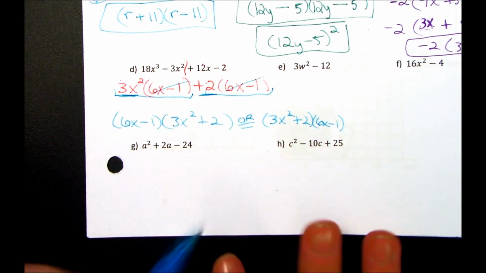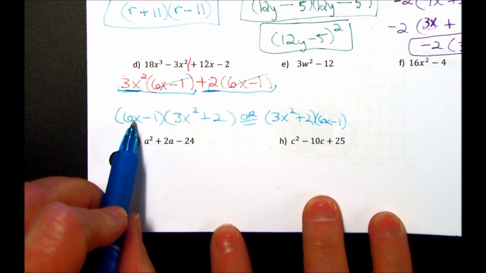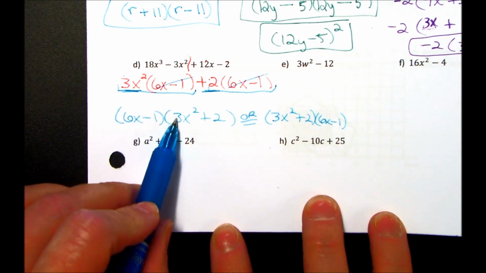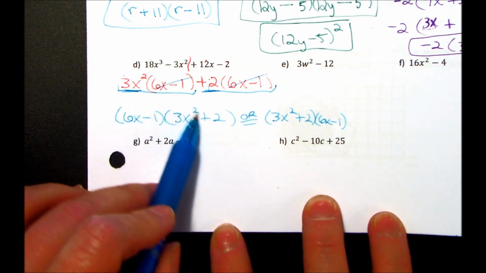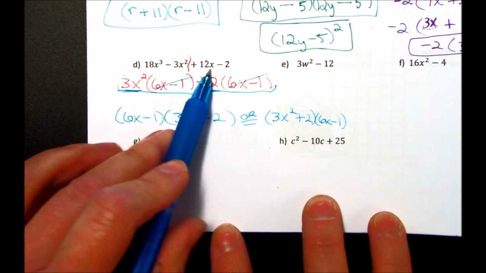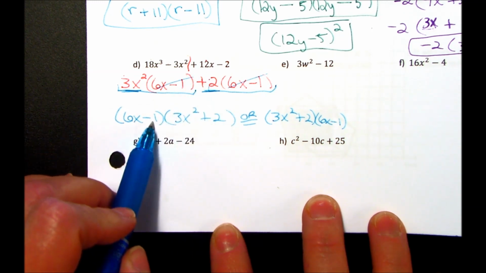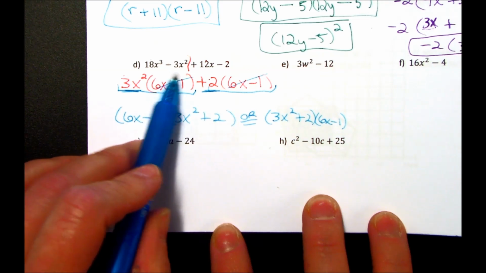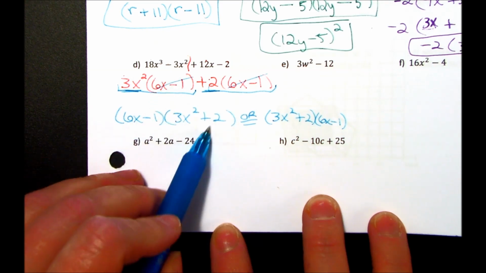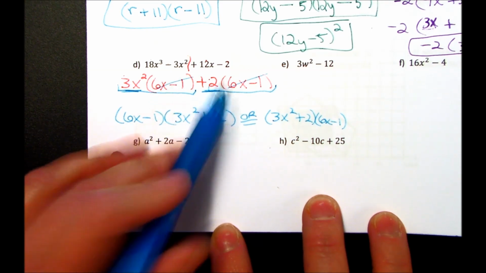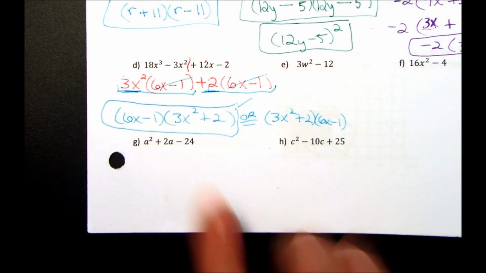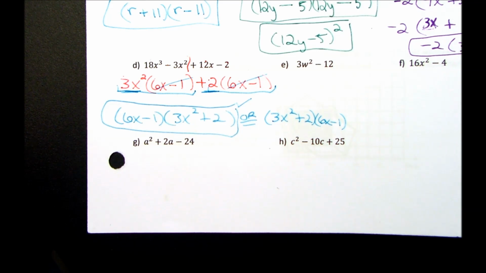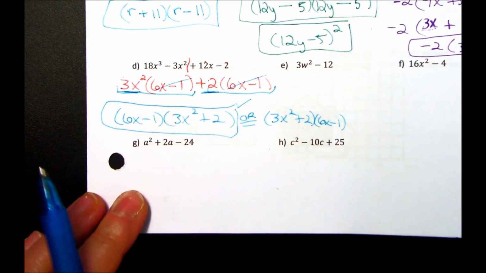Okay, so again, I like to check. If I were to multiply the 6x times the 3x squared, I would get 18x to the third. If I took the 6x times a positive 2, that would give me my 12x. If I took the negative 1 times 3x squared, that would give me a negative 3x squared, and then the negative 1 times 2 does give me a negative 2. So I know for sure that these are the factors of that polynomial, and they cannot be factored anymore.